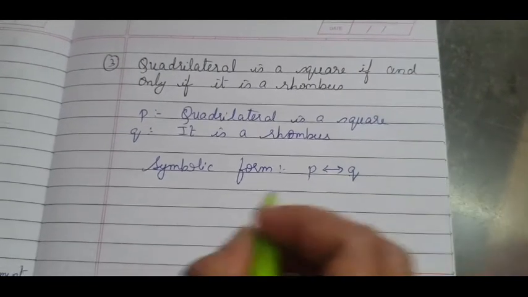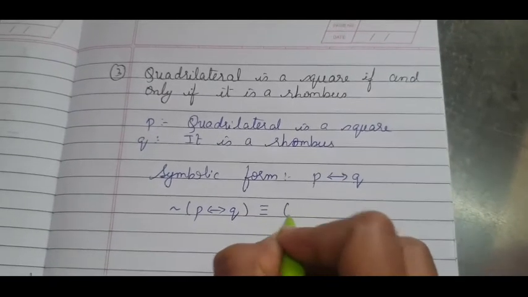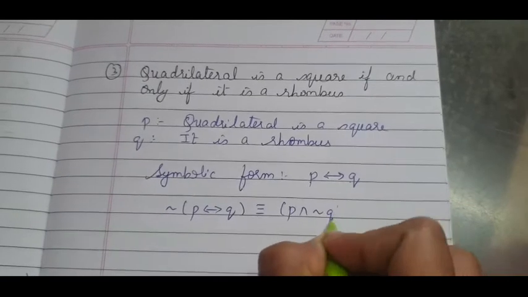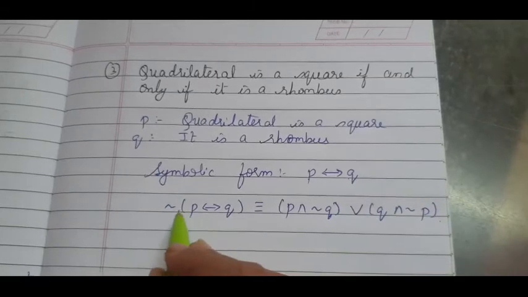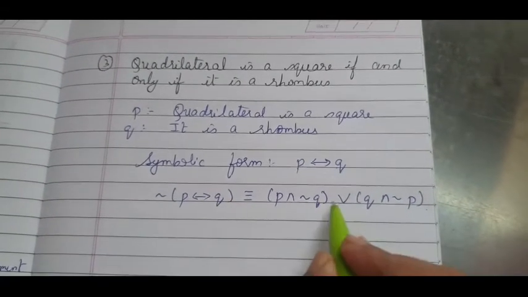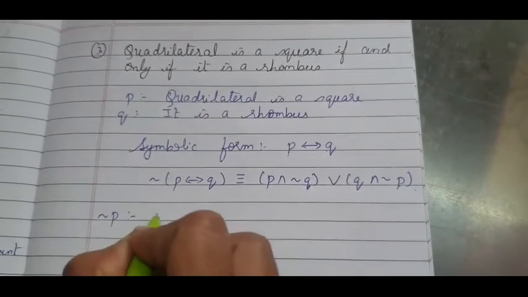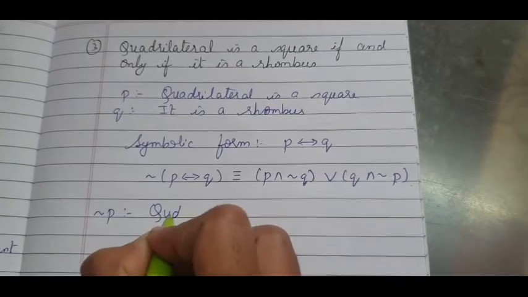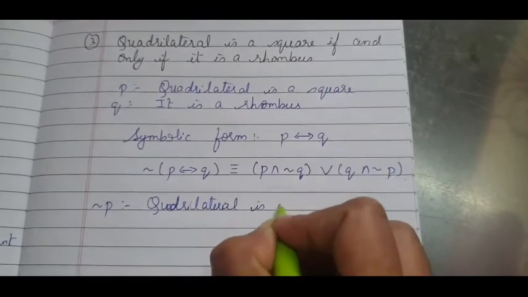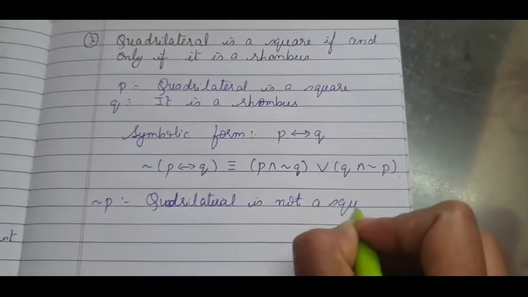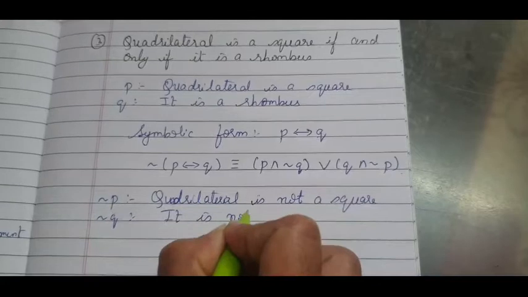Now we have to find the negation of this. Negation of P if and only if Q is equivalent to P and negation Q, or Q and negation P. This is the formula for negation of P if and only if Q. So here we require negation Q and negation P. Negation P will be: quadrilateral is not a square. Negation Q will be: it is not a rhombus.